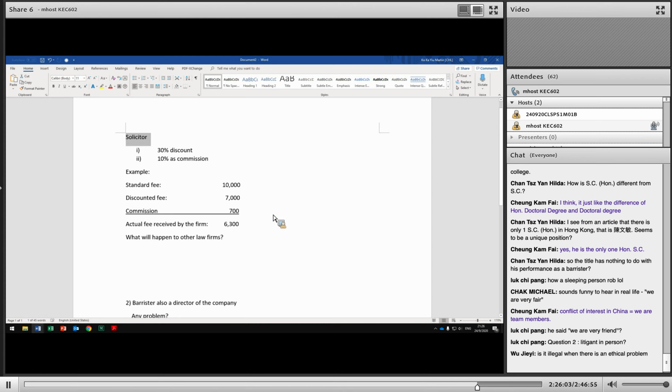Of course, the reason why he makes such an offer is because he can get more business. He can attract more clients because other firms charge $10,000 and he only charges $7,000. So it's quite attractive for the client. He can save $3,000. Also for the agent, he has the incentive to introduce his clients to the lawyer, because the estate agent will be in contact with so many prospective purchasers of property every day.